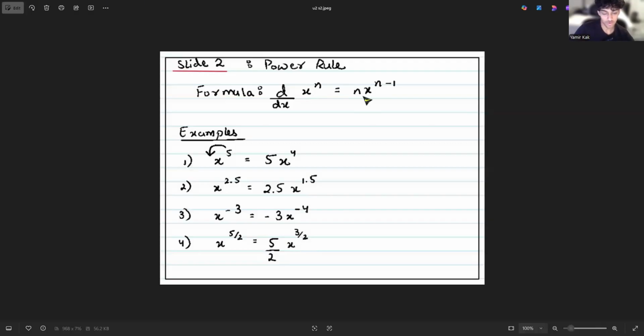So it's very, very simple. It's a 2-step process, and it's very easy to do. All you do is bring exponents to the front and then reduce the exponent by 1. There should be no issues solving it here.